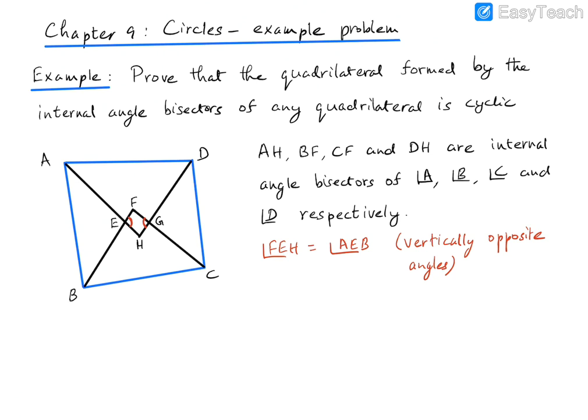Similarly, we can say that angle FGH is equal to angle CGD, because they are also vertically opposite angles.